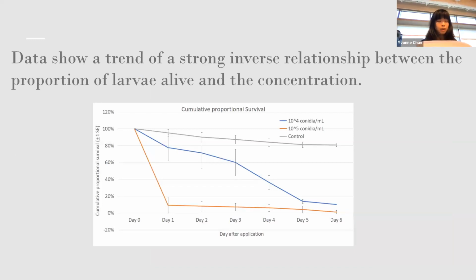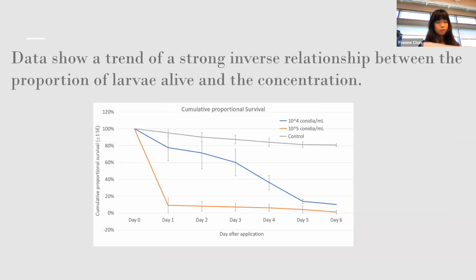In the experiment, I exposed 4th instar Culex quinquefasciatus, which means the final developmental stage of the Culex mosquito larvae, to solutions containing the entomopathogenic fungi, Metarhizium anisopliae. I used different concentrations of this solution to see how it affected the survival of larvae over time.